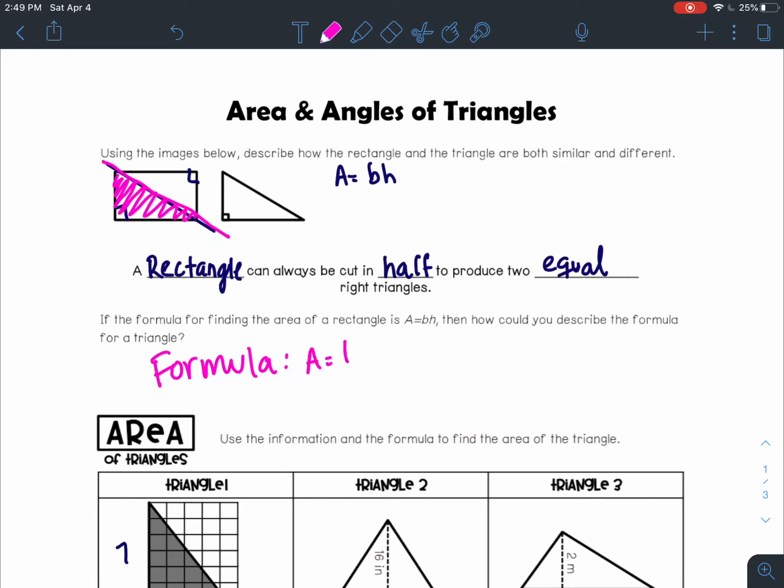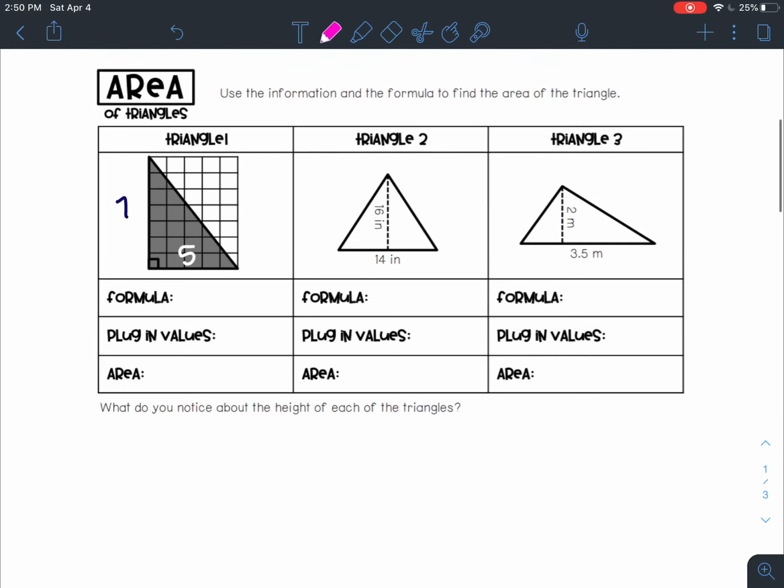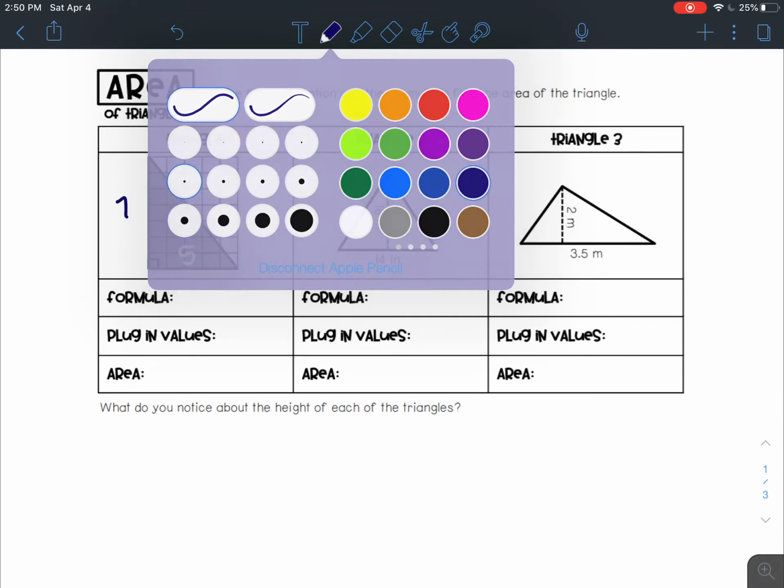area is equal to base times height, but I cut it in half, so divided by 2. Now, another way to write this formula is area is equal to half base times height. Remember, we talked about dividing by 2 and multiplying by 1/2 is really the same thing. So let's go through a couple of examples.